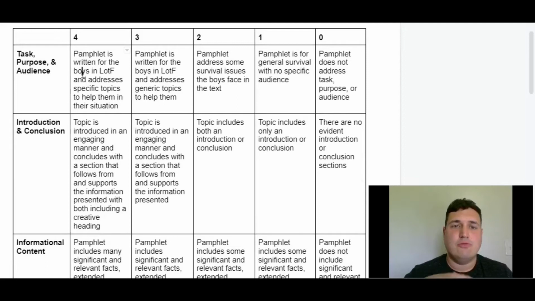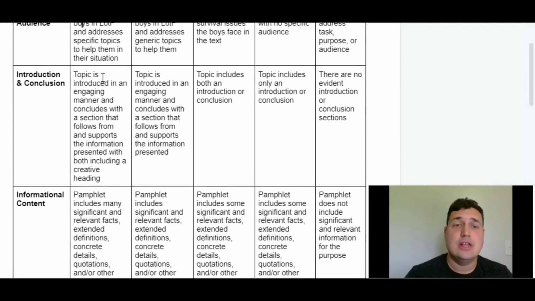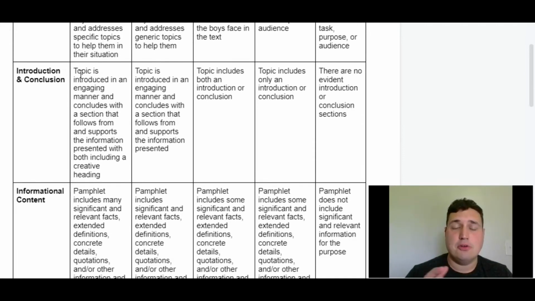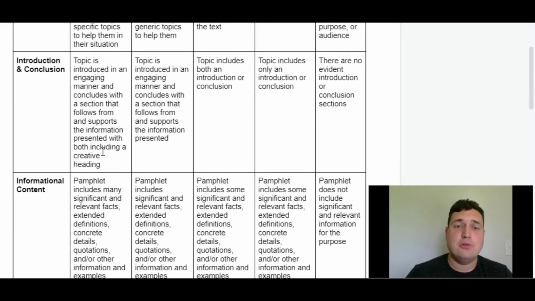I went straight from standards and then broke that down. Here we have a pamphlet is written for the boys in Lord of the Flies and addresses specific topics to help them in the situation. Introduction, conclusion, because you want to have both parts in that. Looking at the organization, topic is introduced in an engaging manner and concludes with a section that follows from and supports the information presented, with both including a creative heading. So you want to make sure this is a pamphlet, so you want to make sure that there are headings, looking at both how you introduce it with those headings and also how you execute it as well.